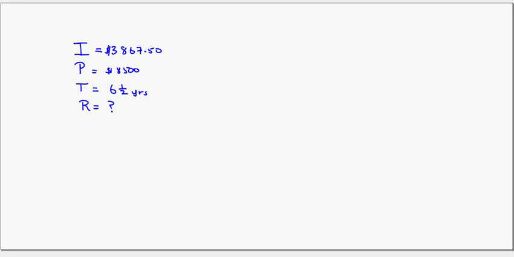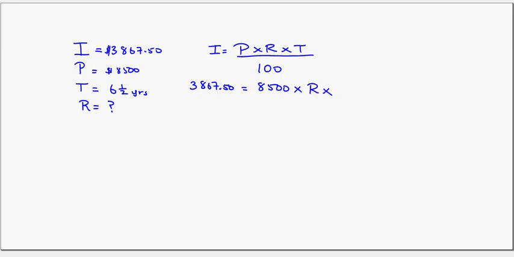So we go back to our equation. Simple interest I is principal by rate by time all over 100. So let's substitute. I is 3867.50. That'll be equal to the principal, which is 8,500, multiplied by the rate percent, which is unknown, multiplied by the time, which is 6.5 years, divided by 100. So how do we work that out now?